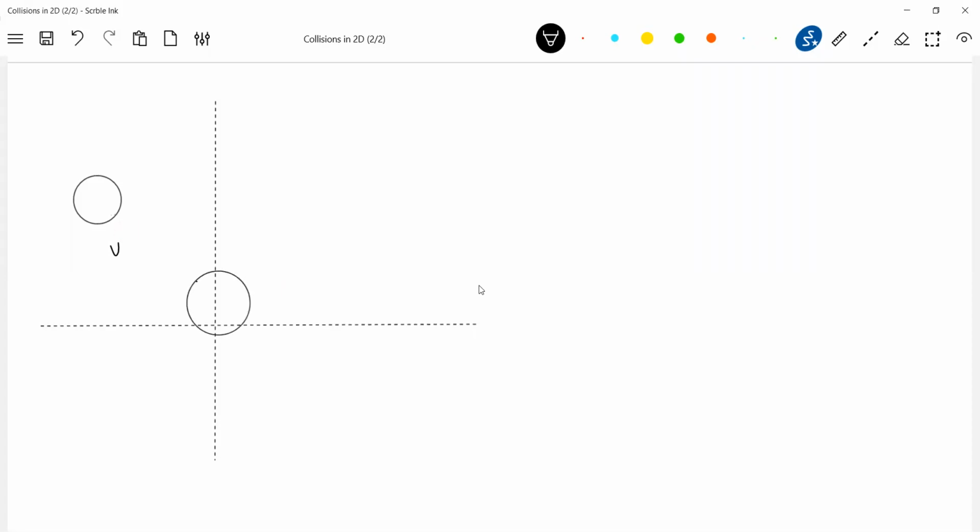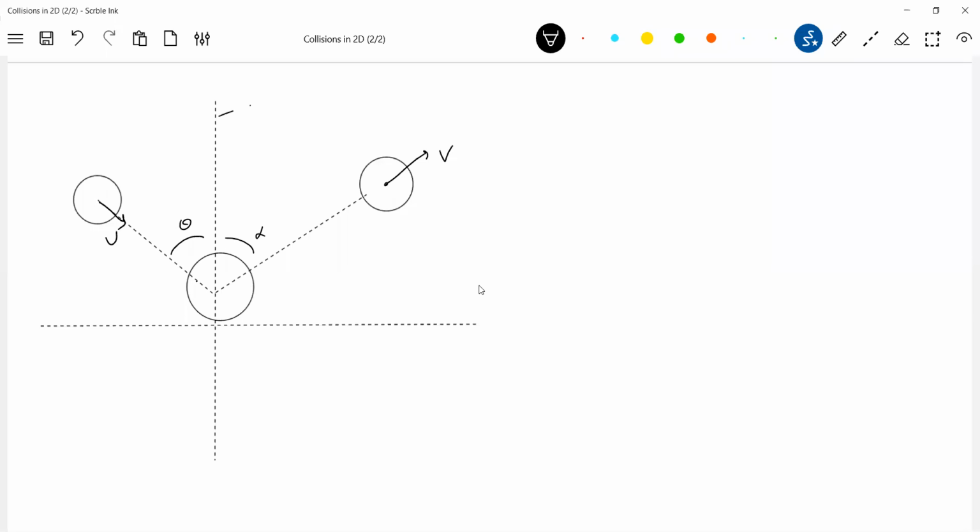It will collide here. A rough diagram I'm showing. After impact, it will rebound. So let the initial velocity of approach be u. It will rebound with a speed v. Let the angle of incidence be theta.